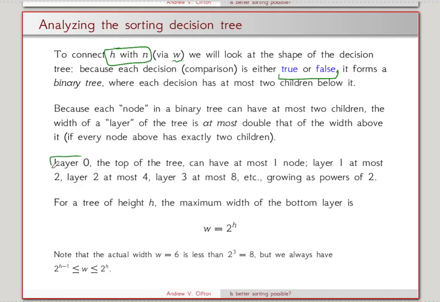Layer 0 at the top of the tree, of course, only has 1 thing in it, but then the layer below that can have 2, and then the layer below that can have at most 4, and then the layer below that can have at most 8, and so forth. So they grow as powers of 2. 8 is just 2 cubed. So if we have a height of h, the maximum width along the bottom layer is going to be 2 to the h.